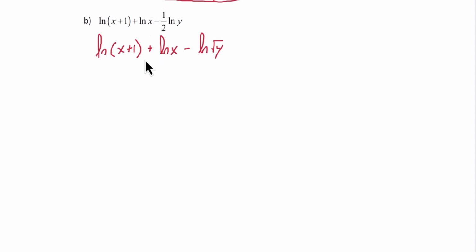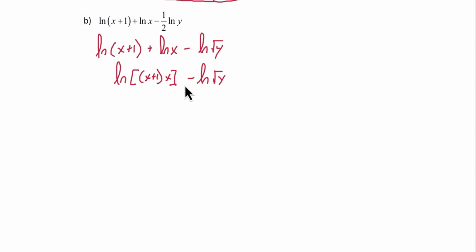Next, we have a sum of logs. When we condense a sum, it becomes a product. So that's the natural log of x plus 1 times x minus ln square root y.